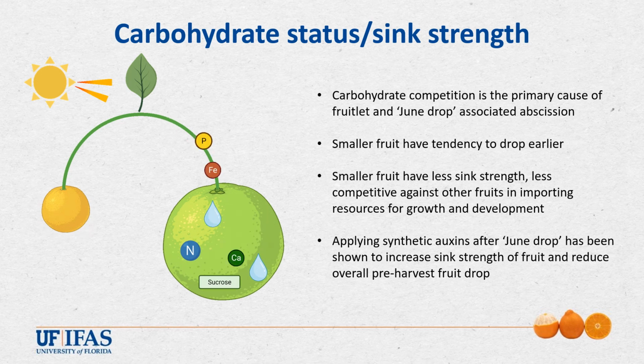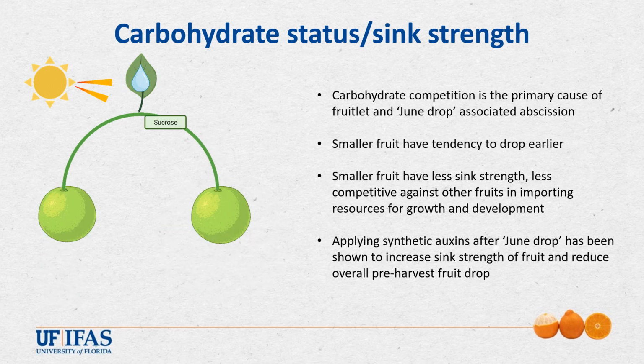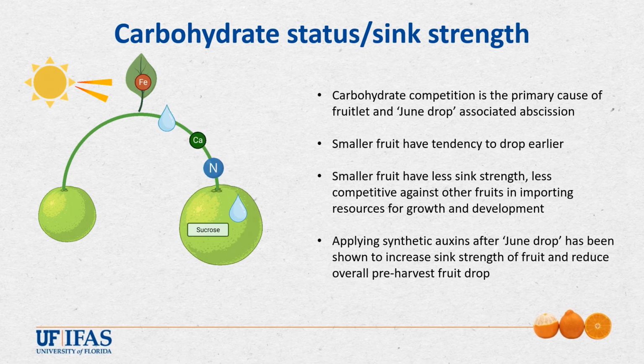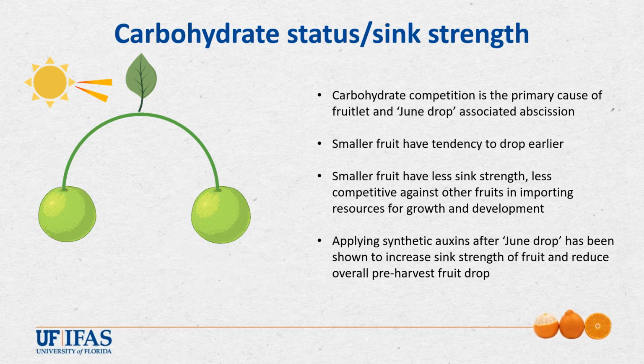Some field studies have shown that applying synthetic auxins such as 2,4-D to trees after the June drop has occurred can increase the sink strength of the fruit by increasing the size and carbohydrate content of the fruit.